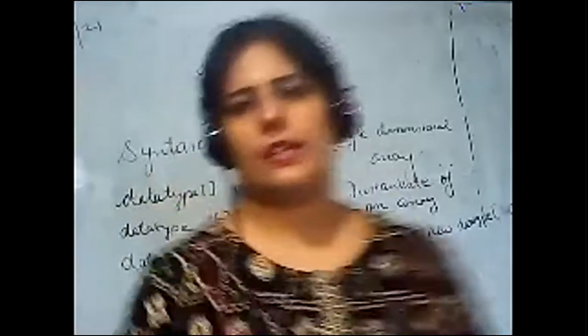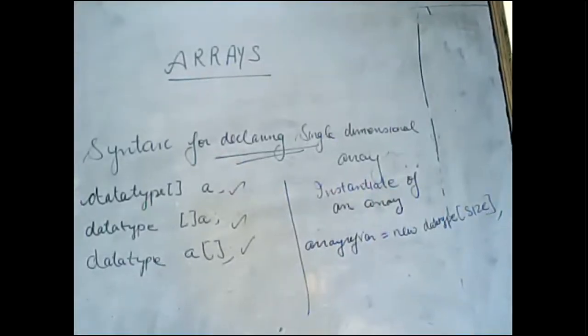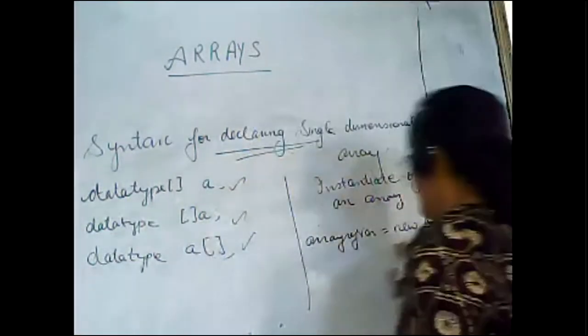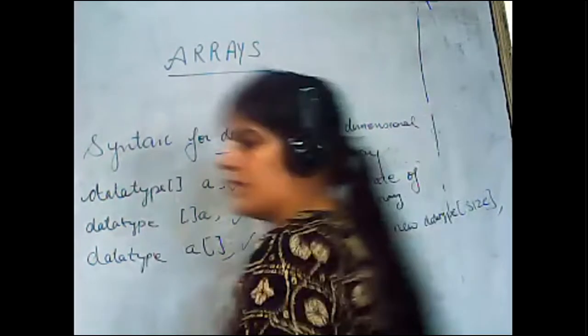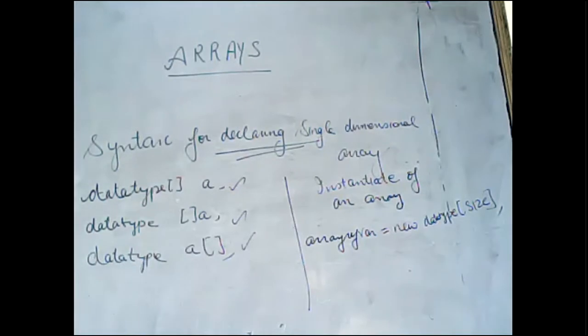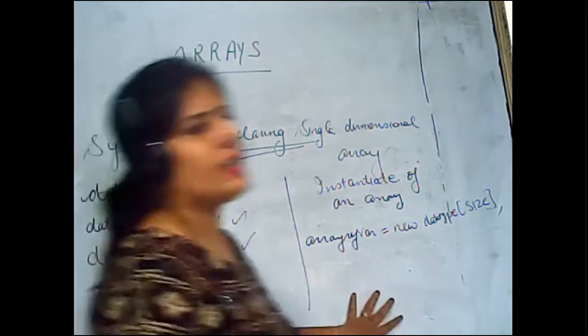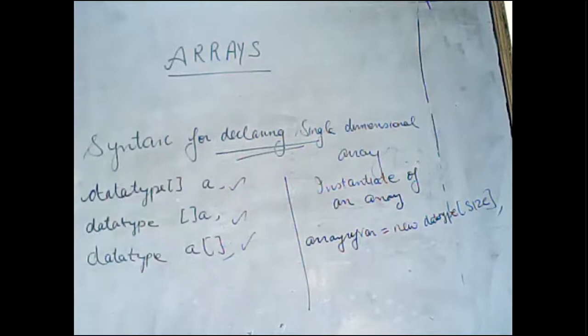Okay. So this is how we can instantiate a particular array type: data type, array reference variable equal to new data type, and the size that you will be mentioning. So there are two concepts. One is the declaration of an array, and the second one is the instantiation of an array. We will discuss it one by one.